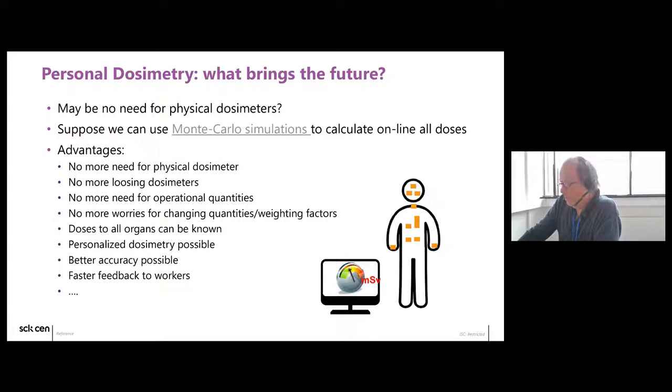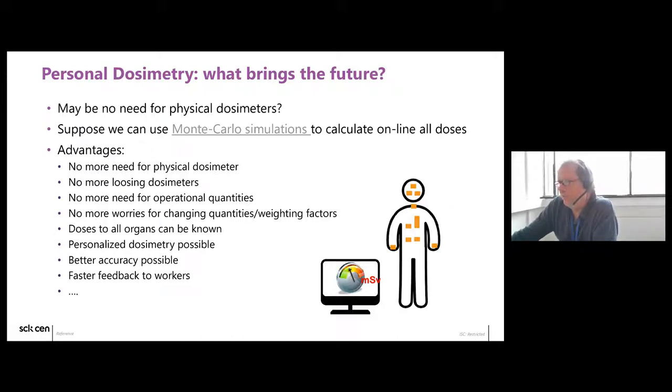So some years ago, we were thinking, what could be the future? How could we improve drastically? Can we find some new ideas to see how personal dosimetry might look in the future? And then we thought, suppose with all the new developments in Monte Carlo simulations, which go faster and faster, what if we at a certain point could use these simulations to calculate the personal doses? And maybe at a certain point in time, they will go so fast that we can even calculate them online. Then maybe we would not need any physical dosimeters anymore. That was just an idea at that time.